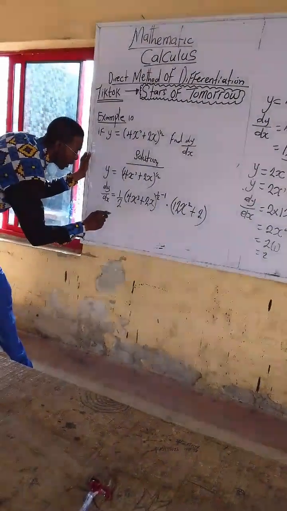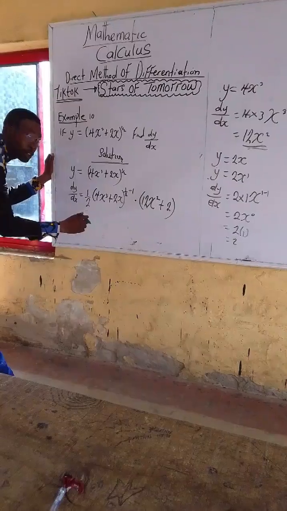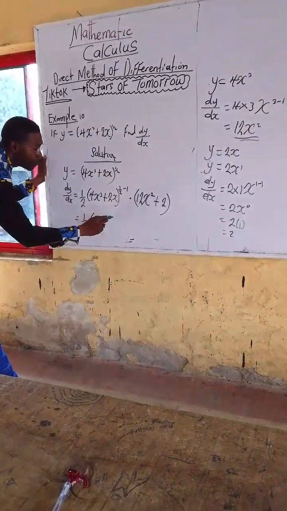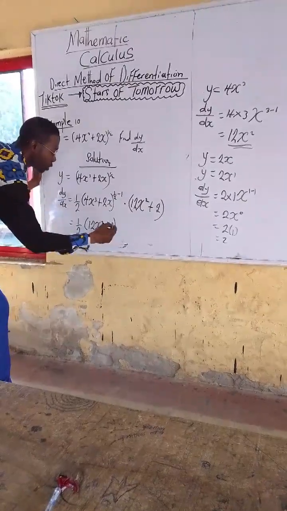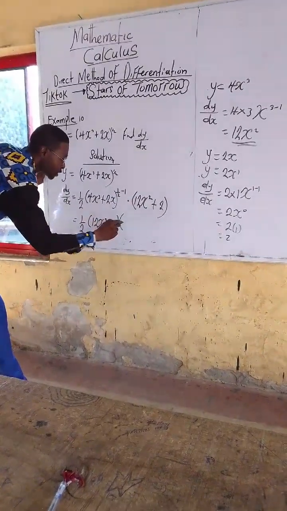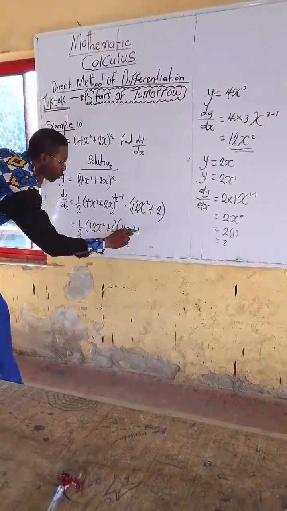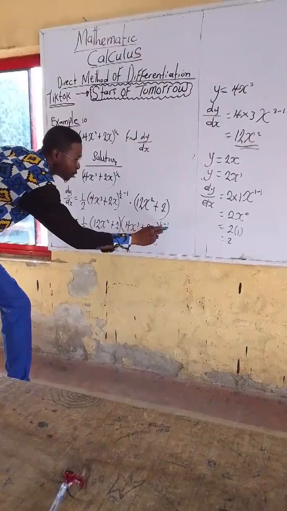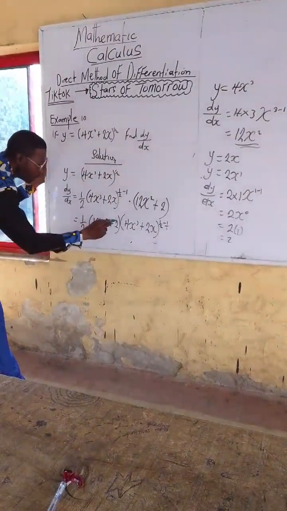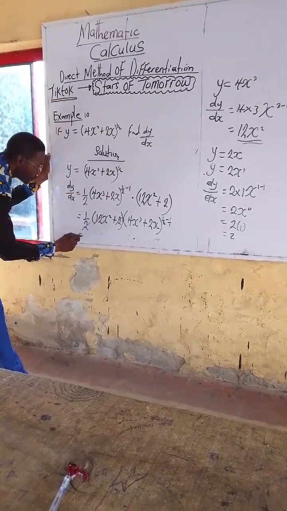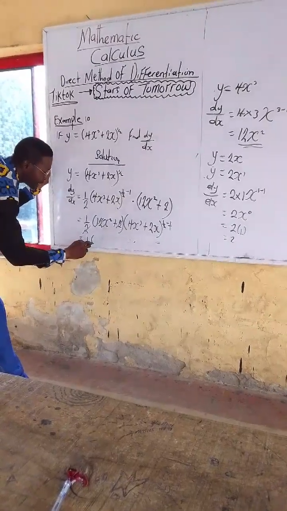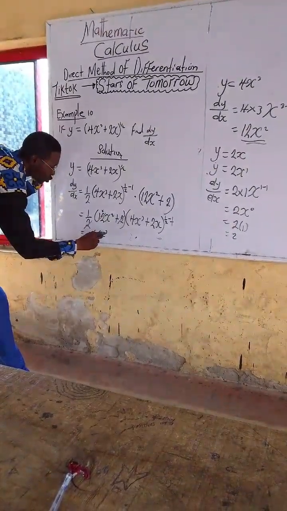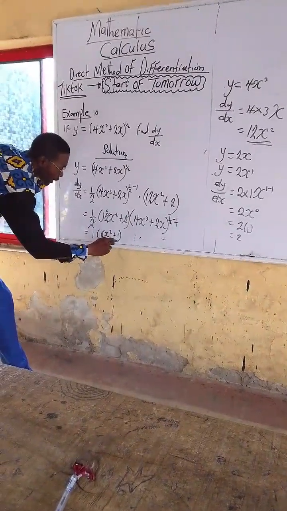Now, in this place, I cannot proceed. I can just put this one at the front. I put 1 over 2 bracket 12x squared plus 2 in bracket. Then bring this one back here, 4x cubed plus 2x in bracket, 1 over 2, bracket, 1 over 1. Then this one will cancel this one. This one will cancel this one. We are going to have 1 bracket. If this one cancels, this one will be 6x squared. Plus 1 in bracket.